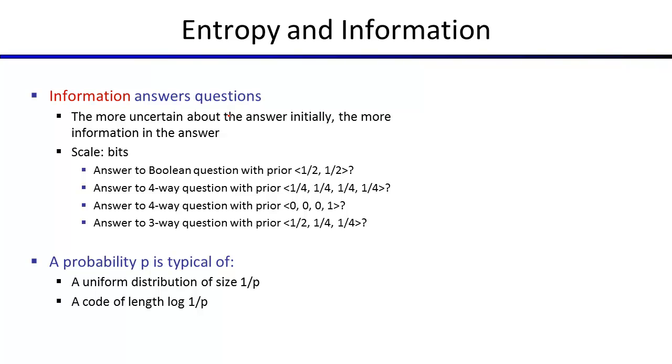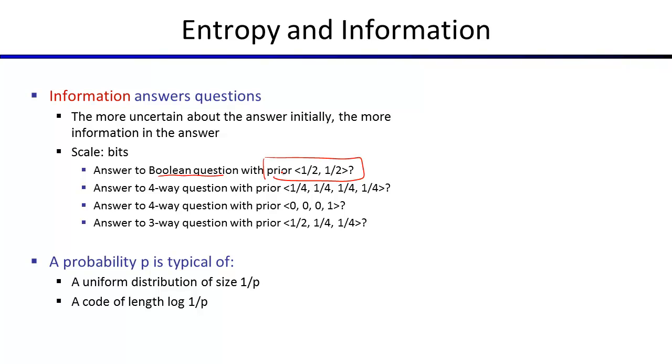So the idea in information theory, or the part that we're looking at, is to look at if you have something you want to communicate, some information, how many bits does it take to get that piece of information across? And the assumption we're going to make is that ahead of time, we know a distribution over what it is that we might want to communicate. So let's say there's a Boolean question, and the prior is that half the time the answer will be yes, half the time the answer will be no. Then how many bits are needed on the average to answer this question? You need 1 bit. You need 1 bit because all you need to do is send a 0 or 1, and that will encode the yes or no answer to the question.